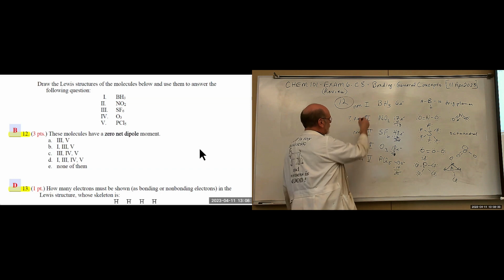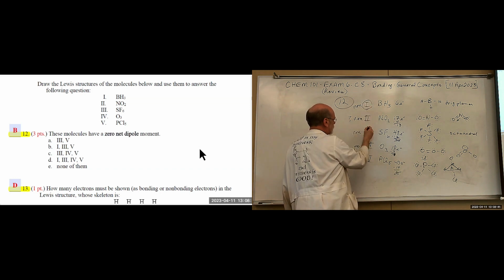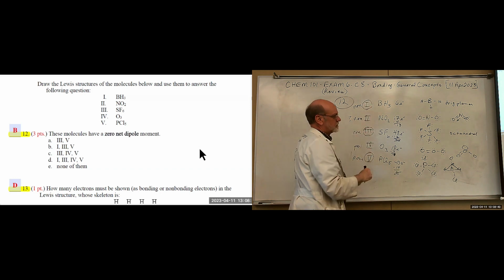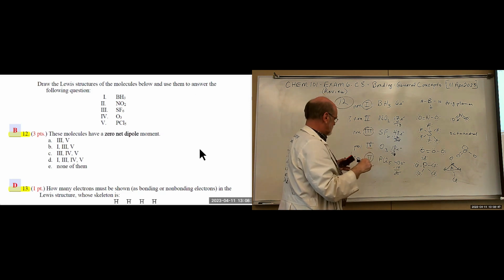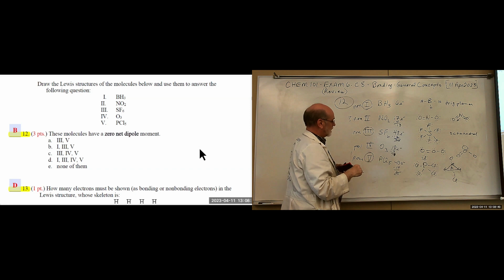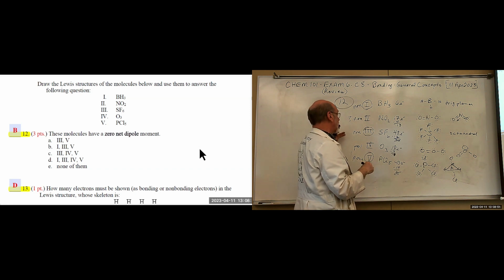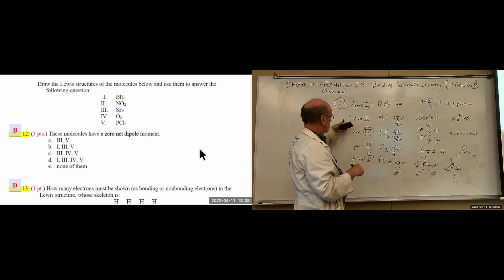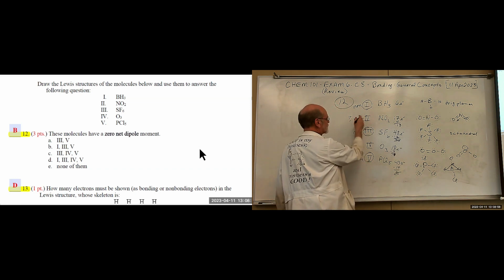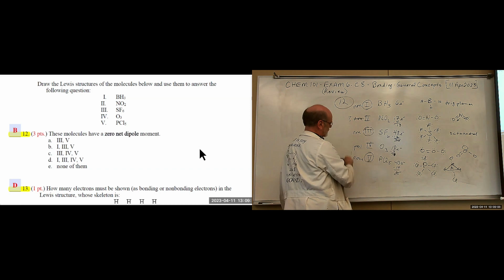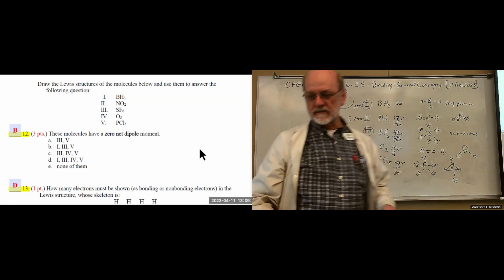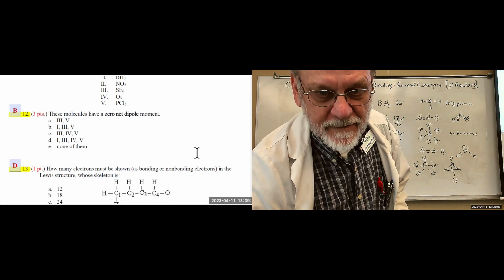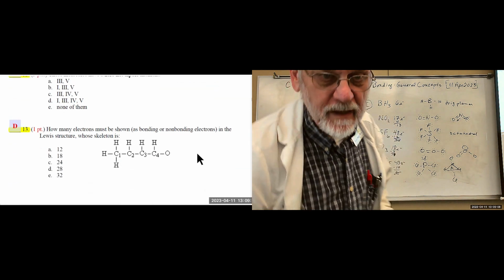So if we go with them, they say 1, 3, and 5. Right, 1, 3, and 5 are zero net dipole. Yeah, that's definite. The others are kind of iffy. I would say this one's non-polar, but they say it is. So who am I to argue? Okay, 13.